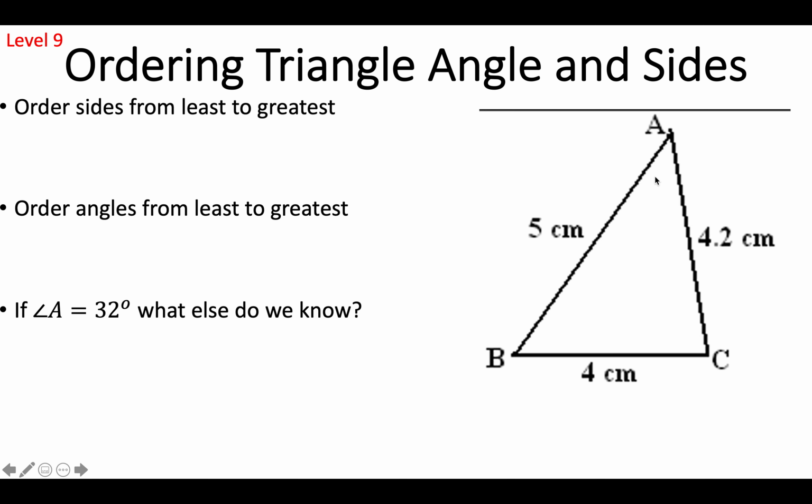If we know that angle A is 32 degrees, what else do we know? Well, we know it's the smallest, so that means angle B and angle C are bigger than 32 degrees, and they add up to 180. If angle B is 61, what else do we know? What's the one in the middle? So we know that angle A is less than 61, or angle C is bigger than 61.